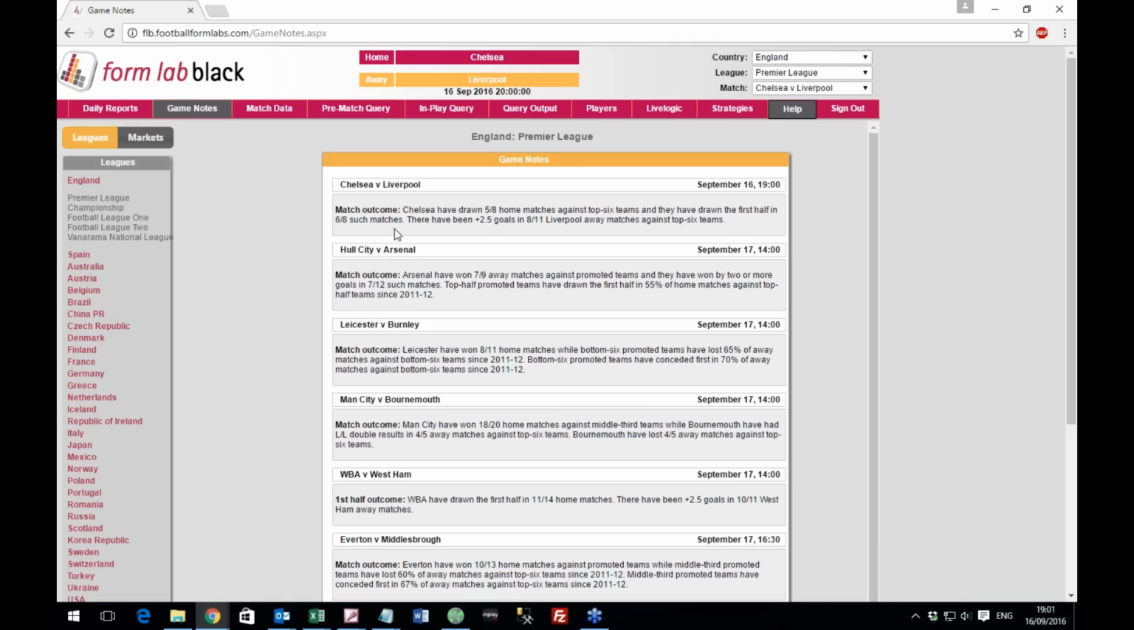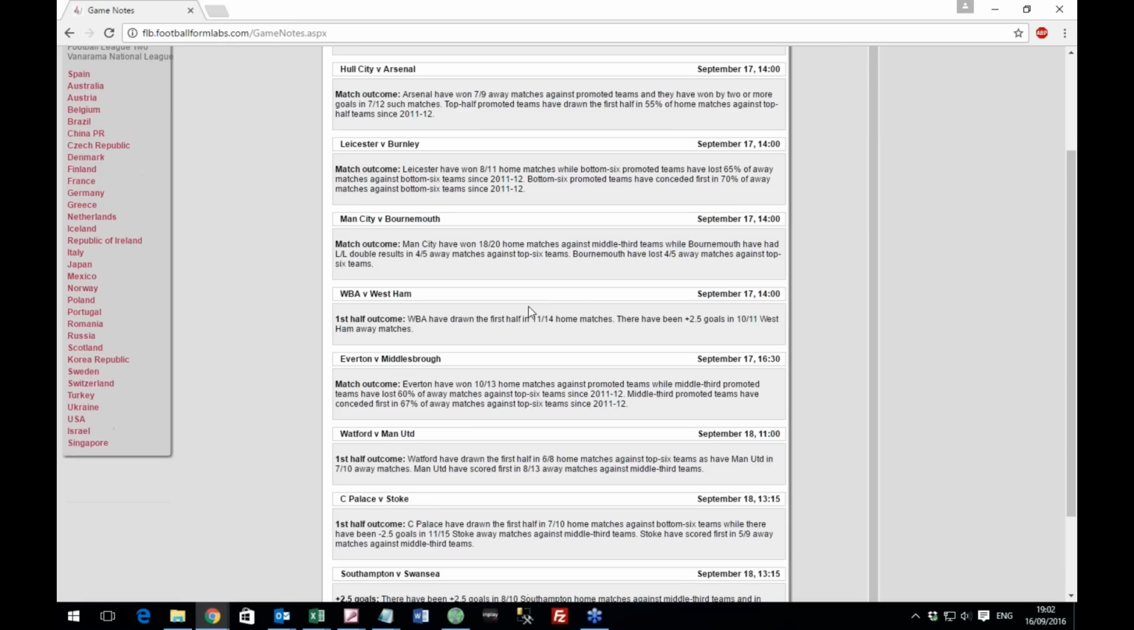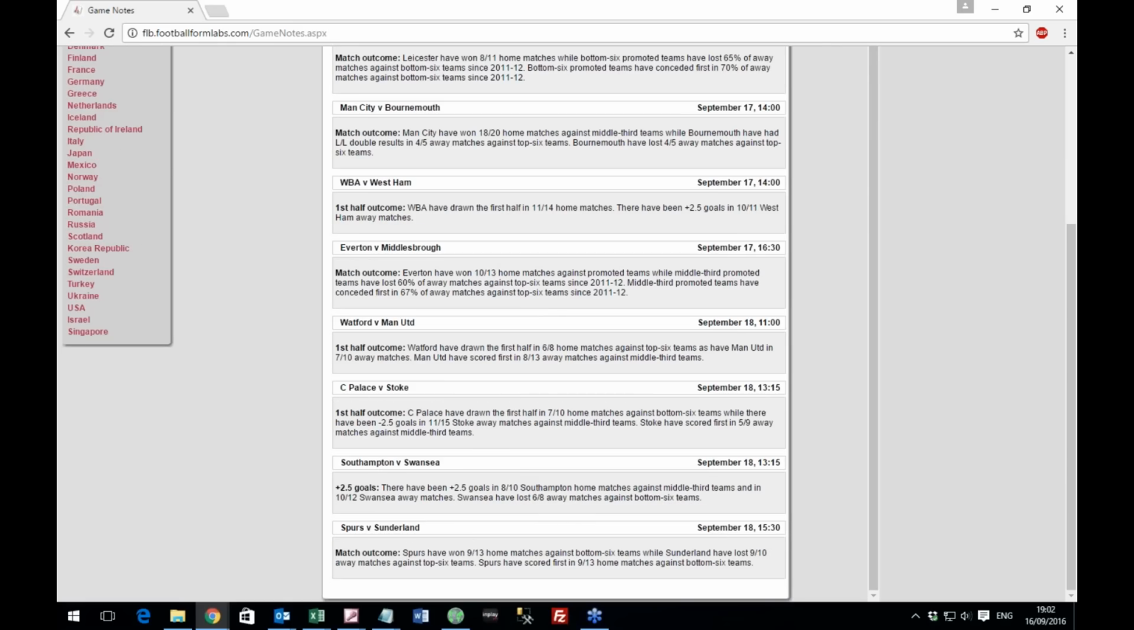So if we look at Chelsea-Liverpool for tonight's game, we can see that the auto-generated game note for that game revolves around the match outcome market, and we've got a stat for match outcome for Chelsea for their full-time and half-time games, and then an over-goal stat for Liverpool. If we scroll down, there'll be a lot of different ones.